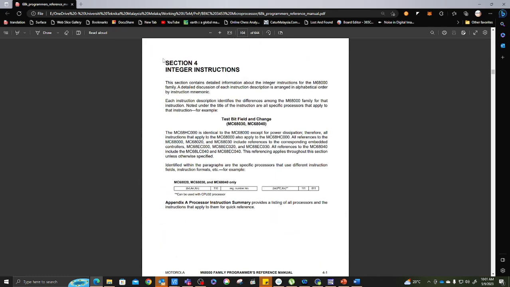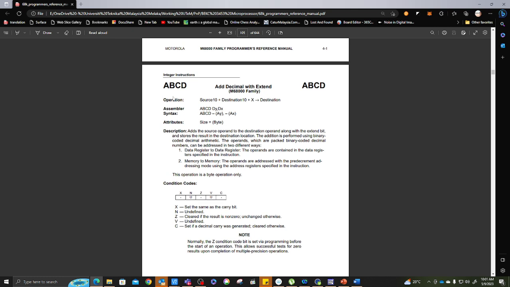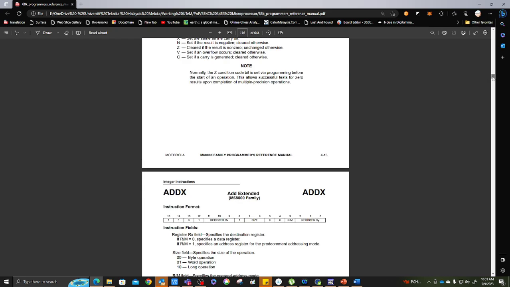Right, this is the section 4 integer instructions. We are going to learn how to use this one. It is in alphabetical order, starting from A, B, C, D up to the rest. What you want to use right now is the move function, so we are going to go directly to the move.